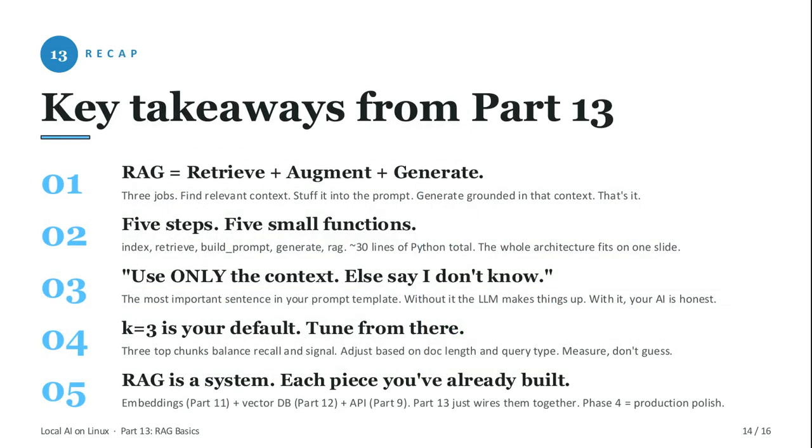Let's pull it all together. RAG is 3 jobs: retrieve, augment, generate, built from 5 small functions in roughly 30 lines of Python. The single most important line lives in your prompt template. Use only the context, otherwise say I don't know. Start with k equals 3 and tune from there. And remember, you didn't build RAG today. You wired together the embeddings, VectorDB, and API you already had.